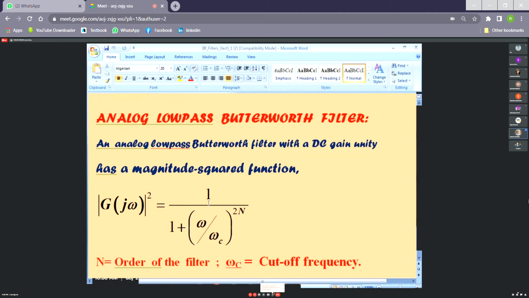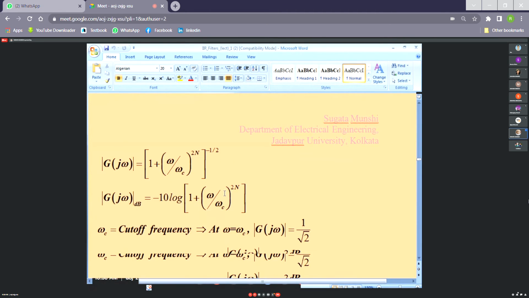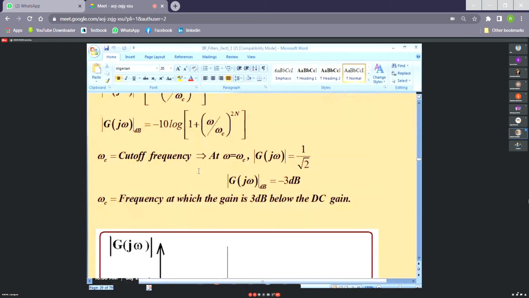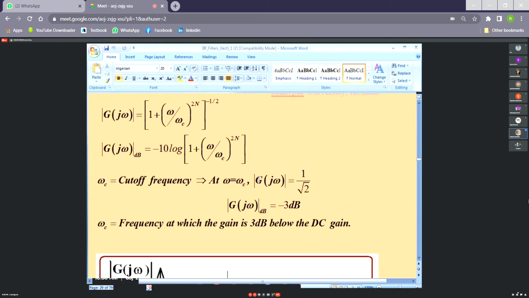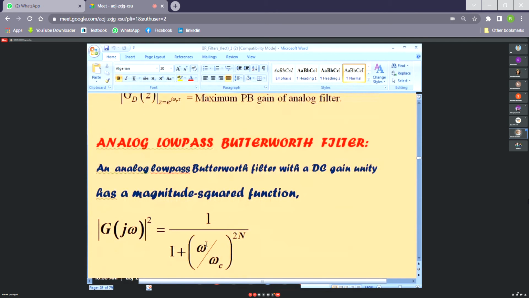I am considering low pass Butterworth filter. So this is what I have illustrated. Omega c is the cutoff frequency. At omega equal to omega c, magnitude of G(j omega) is 1 by root 2. This expression is given considering that the DC gain is 0 dB, or 1 as a dimensionless quantity.